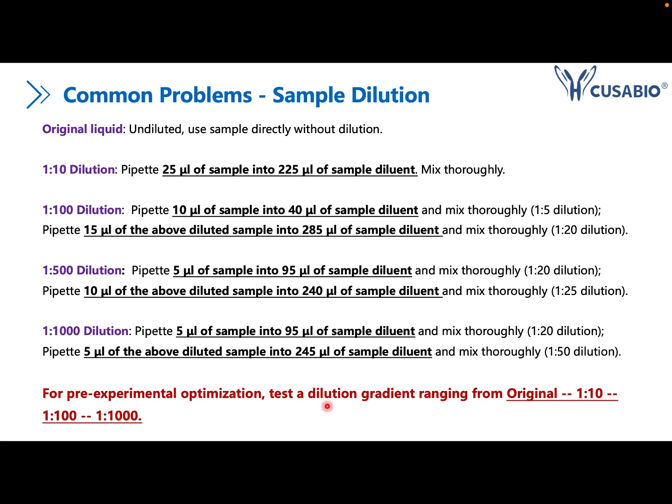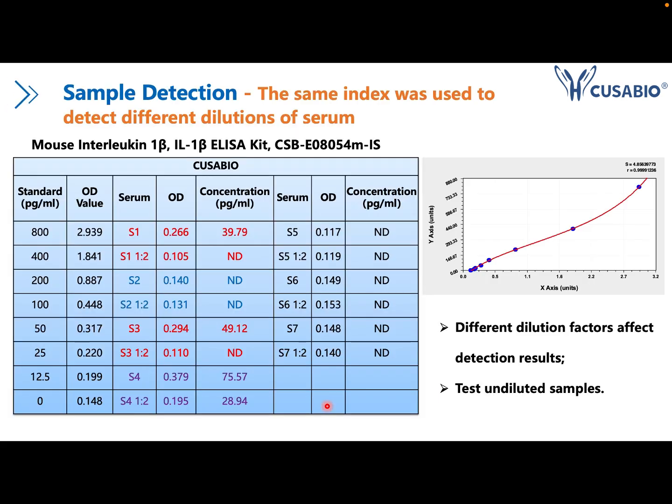Okay, so we talked about so many common problems. Let's look at some case studies using our CUSABIO ELISA kit. So here is a kit from CUSABIO. It's the mouse interleukin 1 beta kit. And we are using this kit to test the different dilutions of serum samples. So as you see, we have different serum samples: S1, S2, S3, S4, and so on to S7.